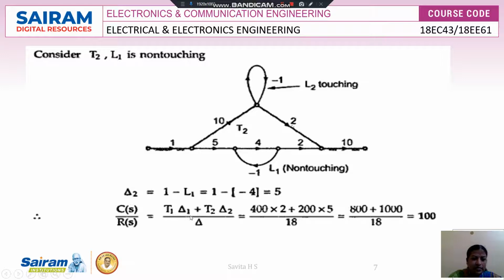Now finally, T1 delta 1 plus T2 delta 2 divided by delta. We already got the T1 value, 400, into delta 1, which is 2, and the T2 value is 200 and the delta 2 value is 5. I am substituting here, divided by the total delta value, 18. After the multiplication, 800 plus 1000 divided by 18, it is 100.